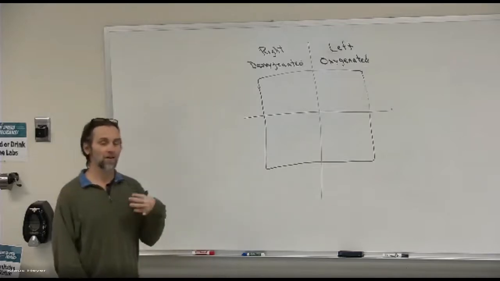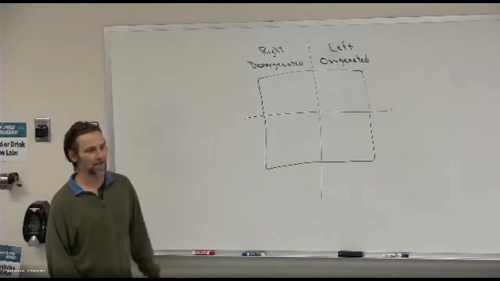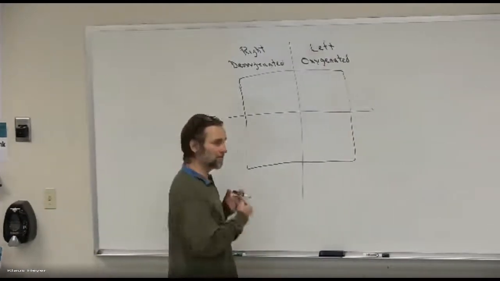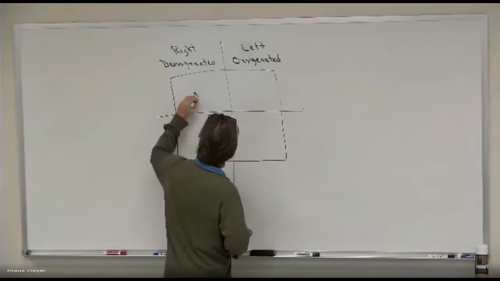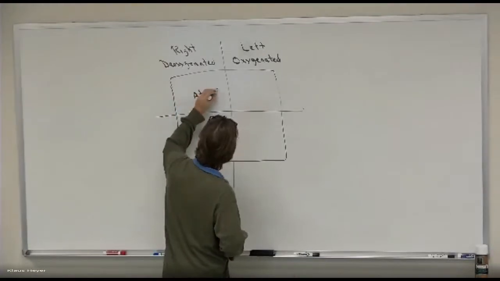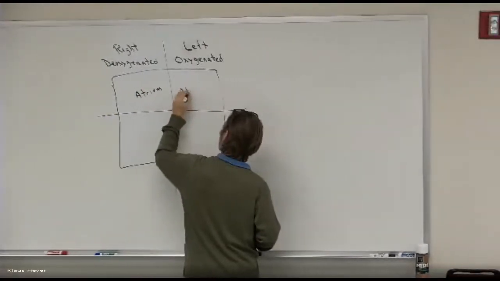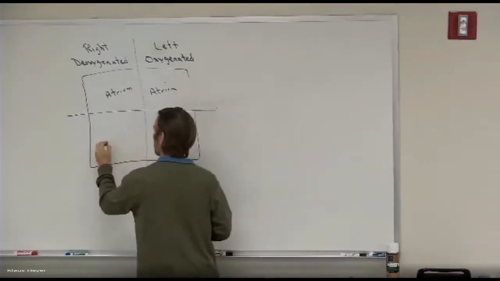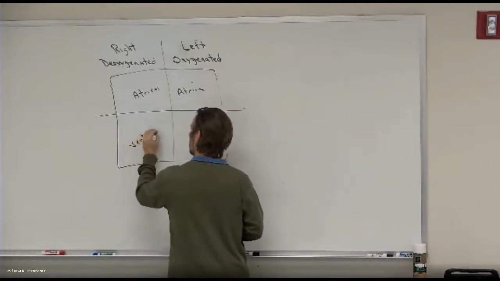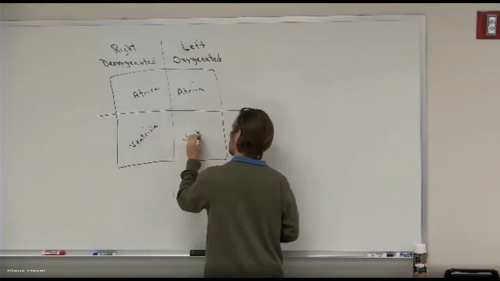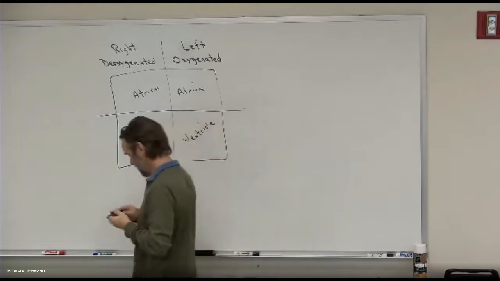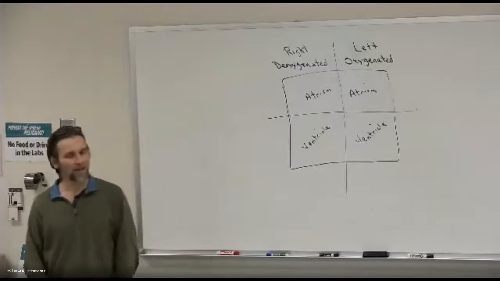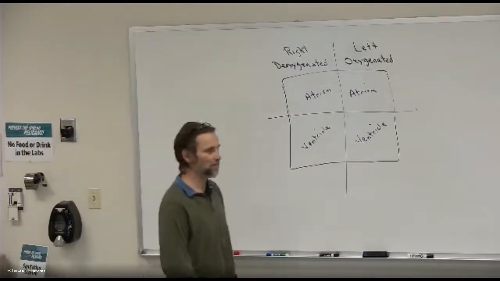So there is a receiving department and a shipping department. The parts that receive are called the atria, or singular atrium. And then the parts that ship the blood out are called ventricles. So now when we look at it, we have a right atrium and a left atrium, right ventricle, left ventricle. So that's our four chambers.